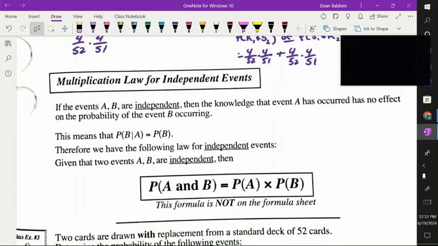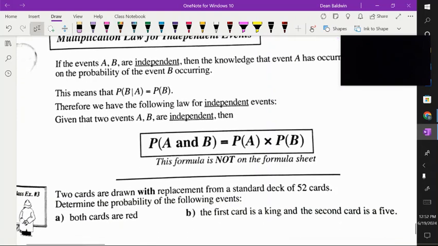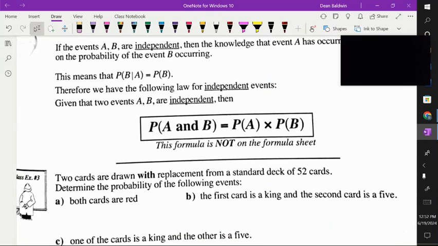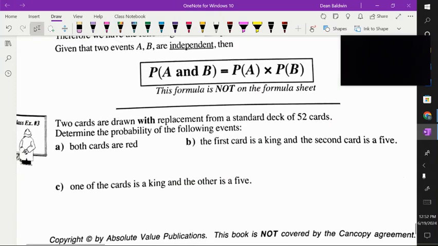There's the multiplication law for independent events that I just showed you. If they're independent, you can just multiply the individual probabilities. Okay, now we're drawing with replacement. This is the easier version. Both cards are red. What's the probability of the first card being red? Half, or 26 out of 52. What's the probability if you replace it of the second card being red? 26 out of 52.